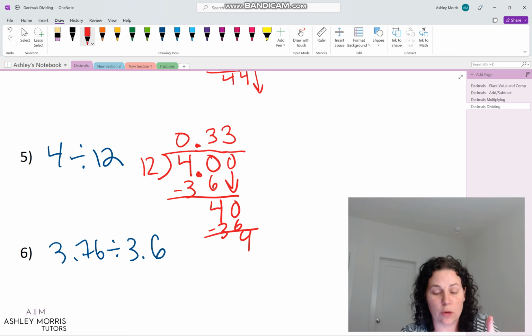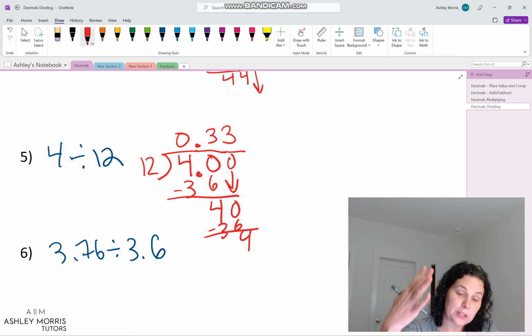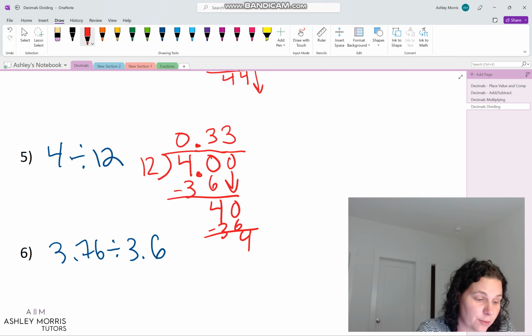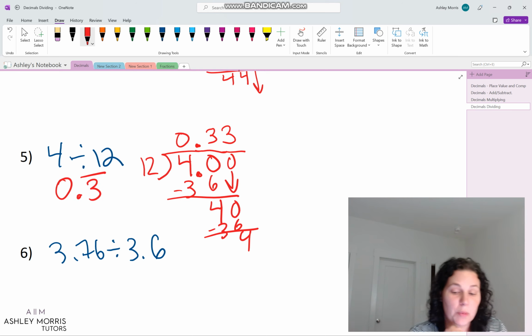So if you keep doing this over and over again, you're going to get 40. So it goes in 3 times. And it just keeps repeating. So the answer for this one is 0.3 repeating. 0.33333 because you get that pattern.